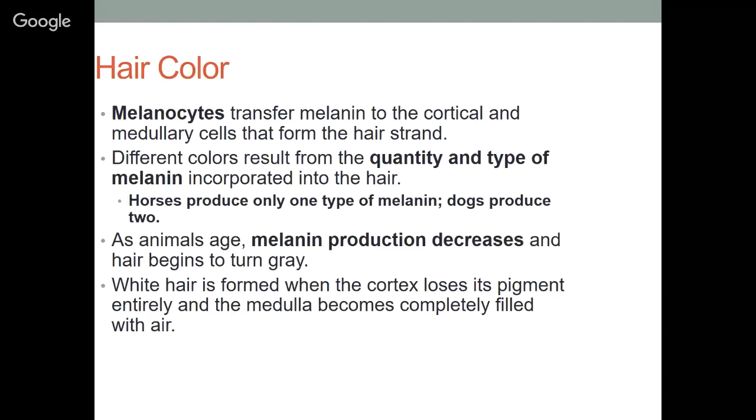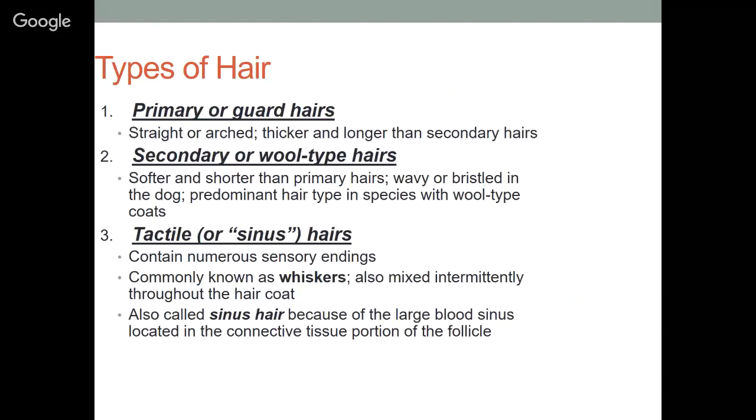There are also different types of hair. There are primary or guard hairs. Primary or guard hairs are straight or arched. They are typically thicker and longer than secondary hairs. Secondary or wool type hairs are softer and shorter than primary hairs. They can be wavy or bristled in the dog. It's the predominant hair type in species or breeds with wool type coats.